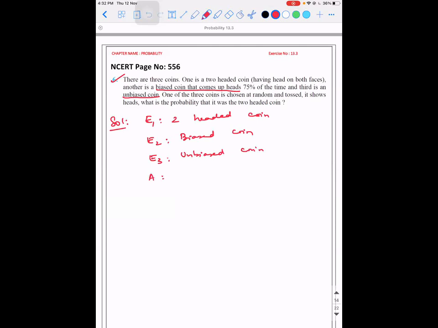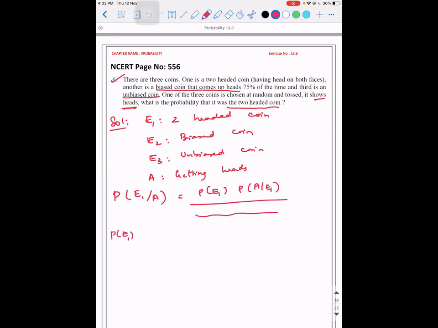What is event A? It shows heads. Getting heads, right? So what is the probability that it was a two-headed coin, knowing that he has got heads? It will be probability of E1 into probability of A given E1, divided by all those things. So what is the probability of E1? What is the probability of you getting a two-headed coin?